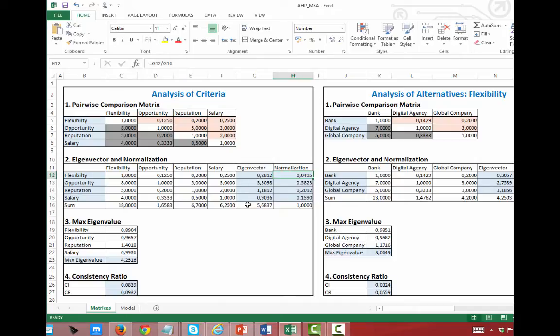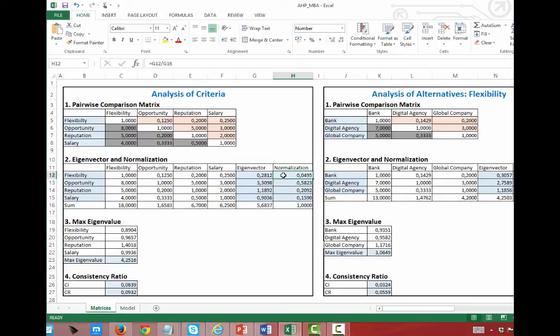The normalized eigenvector is called priority vector. As you can notice, the sum of all priority vectors is 1. The priority vector is very important because they represent the corresponding weight or percentage for each criteria. Here, opportunity is the most important criteria with a percentage of 58. And flexibility is the least important criteria with a percentage of almost 5.